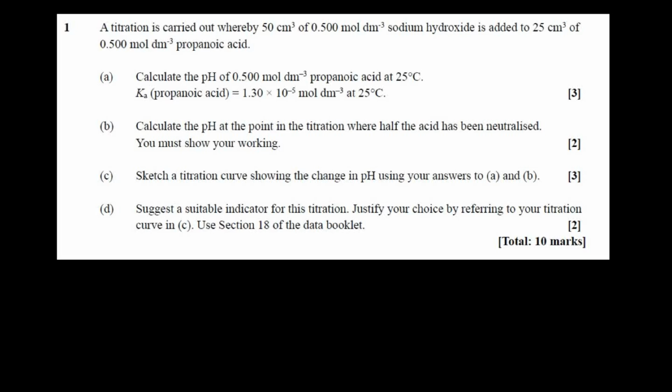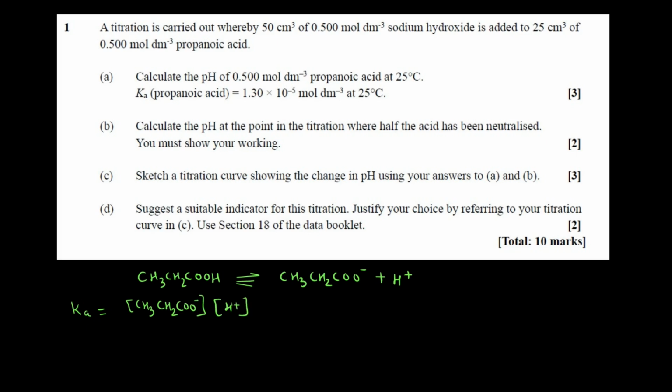Okay, so what is propionic acid? Propionic acid is CH3CH2COOH. This is a weak acid. It will partially dissociate into CH3CH2COO⁻ and H⁺. We can write the acid dissociation constant of this: the CH3CH2COO⁻ concentration multiplied by the H⁺ ion concentration divided by the CH3CH2COOH concentration.